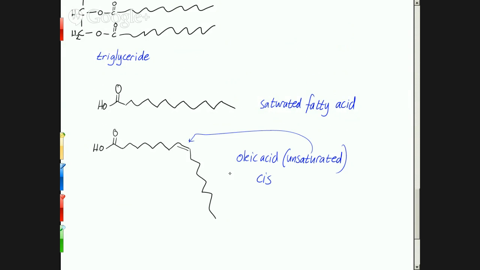Now this has big consequences for the geometry, as you can see here. A saturated fatty acid is a long, stretched out chain. An unsaturated fatty acid has this kink in it. And that means that it's going to have very different physical properties.